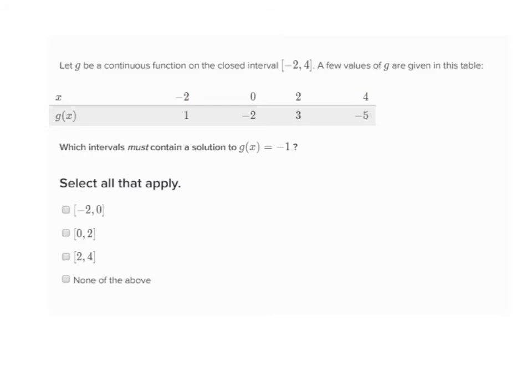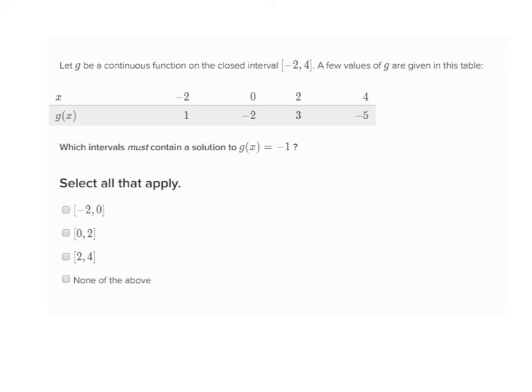All right, good. And they went ahead and gave us g of x values. So we have g of -2, g of 0, g of 2, and g of 4. Right? So we got all these values. So the question is, which intervals must contain a solution to g of x equaling -1? So when do we know for certain that g of x equals -1? So is it in between -2 to 0, from 0 to 2, or from 2 to 4? And it says select all that apply, so multiple ones could be the answer, or it could be none of them. So let's just think about this.